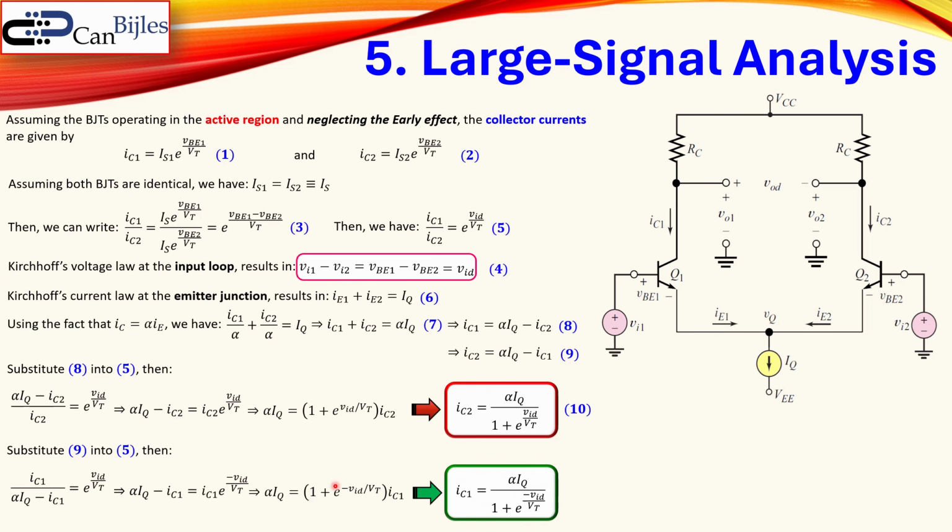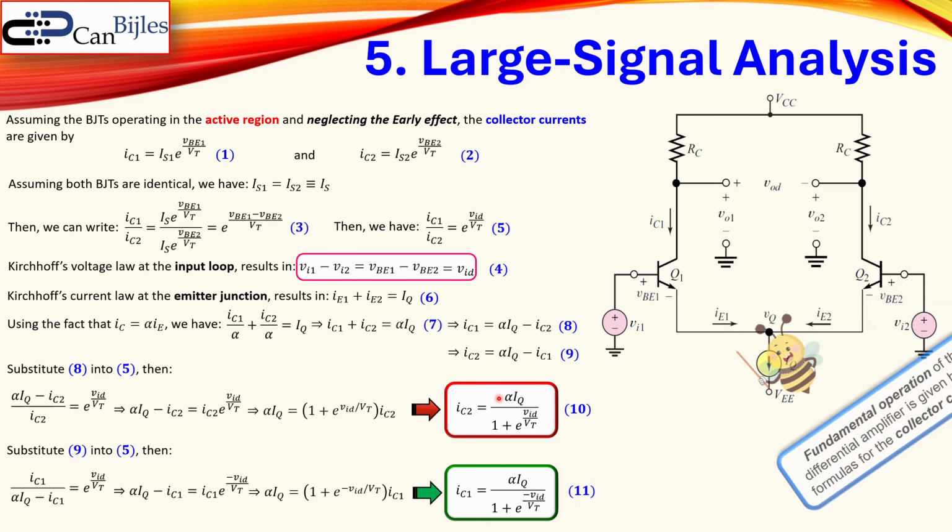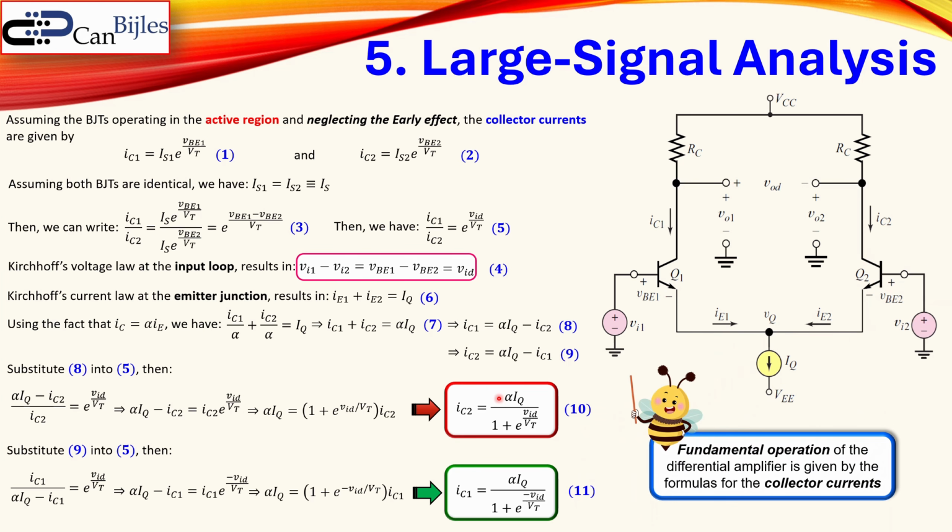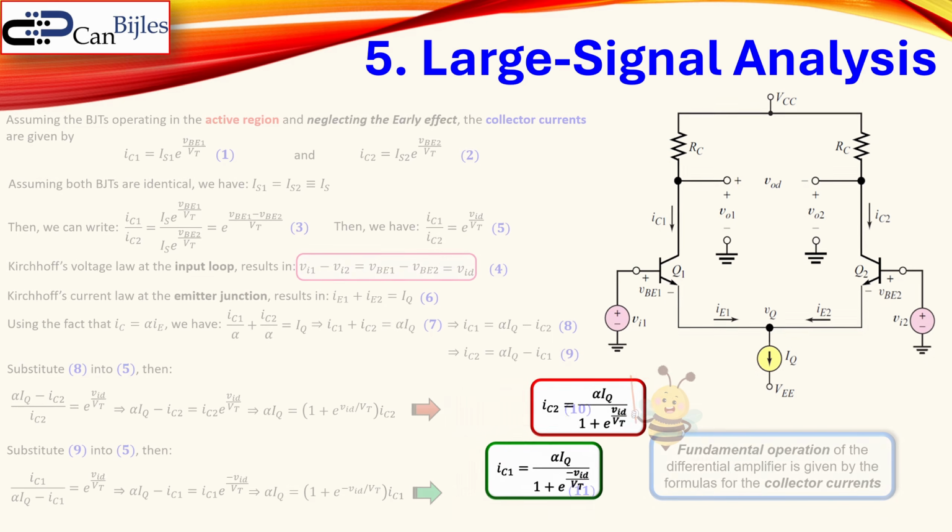You get this expression. Now what do you see? We see actually the exact same format. The only change is here the minus sign, and this is now plus. So we have here equation number 11. So this is actually a very important result, because equation number 10 and equation number 11, the formulas for the collector currents, actually determine the fundamental operation of the BJT amplifier. So they are really important as our first step.